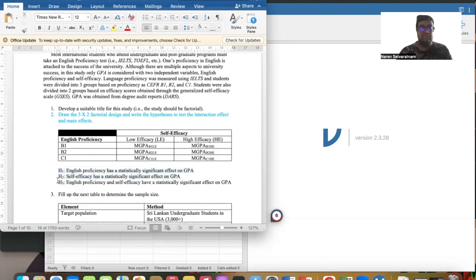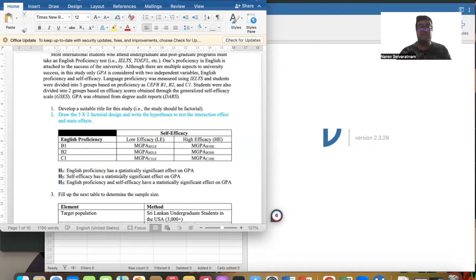So here, my interaction effect is evaluated through the hypothesis: English proficiency and self-efficacy have a statistically significant effect on GPA. So I am going to see whether this entire group comparison is going to make sense, whether there are noticeable differences across all of these groups in this particular study. Now, this is exactly what I want to do. I have developed my hypotheses. I will just bold these hypotheses so that you can take better note. These hypotheses are required when you want to run a two-way ANOVA.